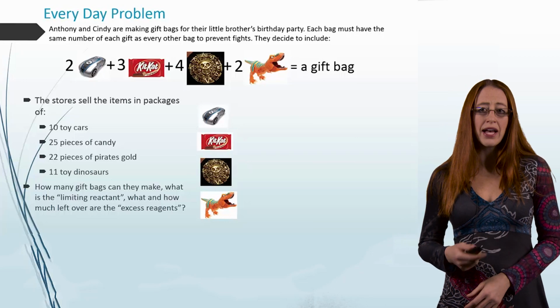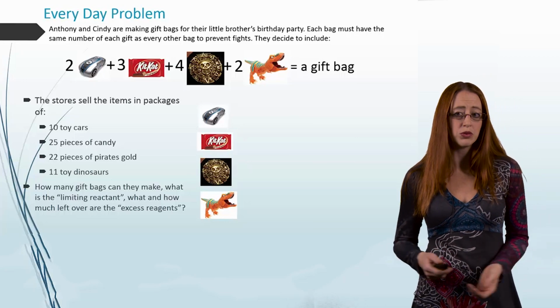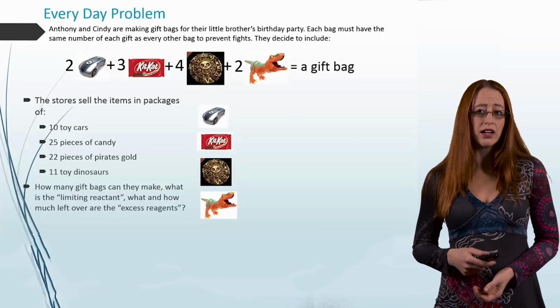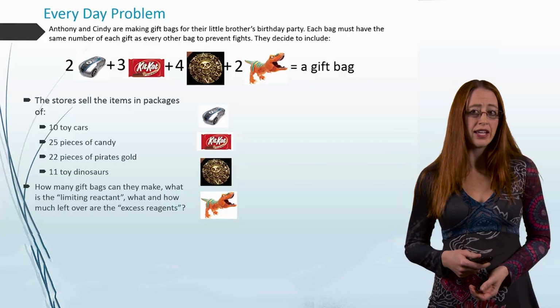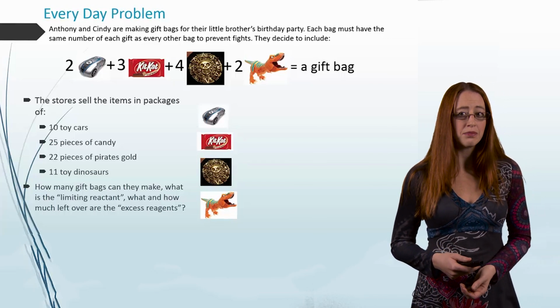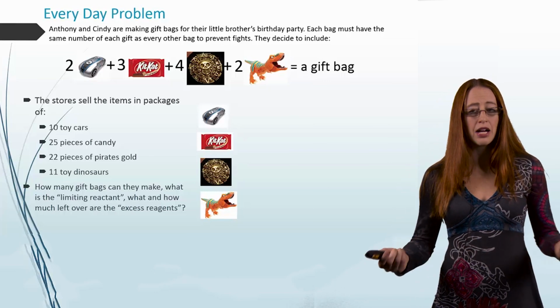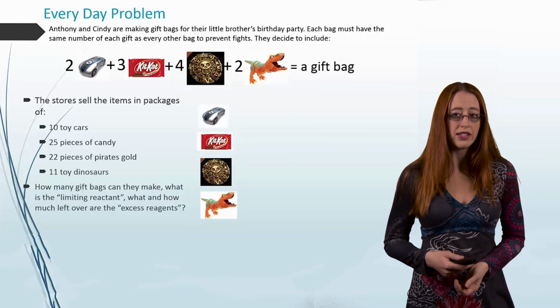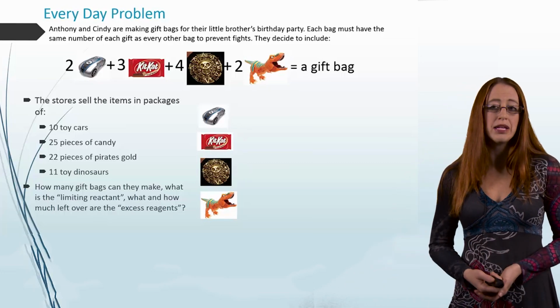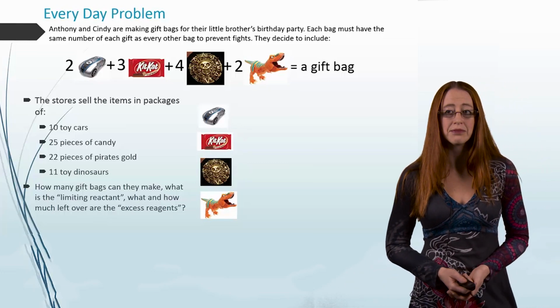The thing is that the bags come in different groupings. So instead you get 10 toy cars, you get 25 pieces of candy, you get 22 pieces of pirates gold, and you get 11 toy dinosaurs. And we want to say, well, how many gift bags can we make out of this? You need to make sure you have enough to have the right amount of bags.